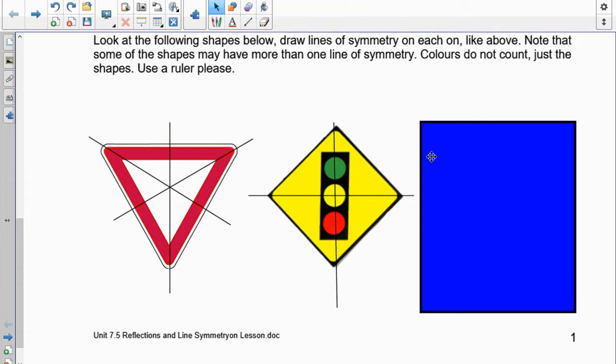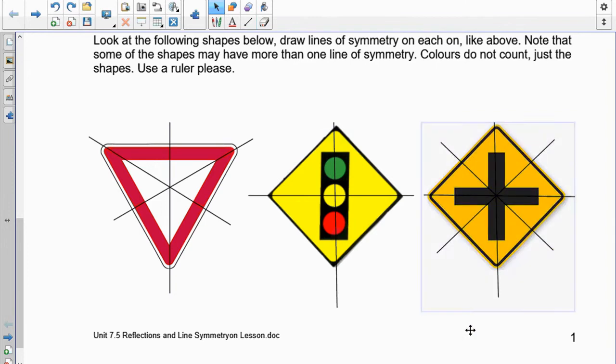And the next one over here has got a plus sign in the middle of it, or an intersection sign. And you can see that I could put a line here, and then that would fold over. I could put a line here, and this rectangle would fold onto that rectangle. I could put a line on the vertical, and this side here will fold over on that side. So in this case, I've got 1, 2, 3, 4 lines of symmetry.